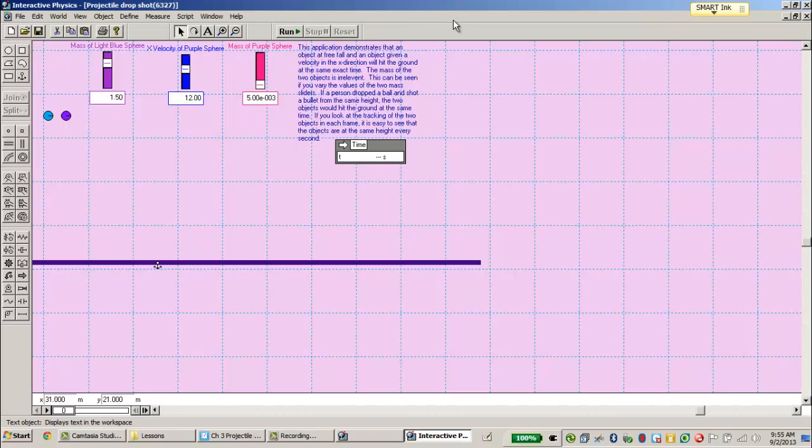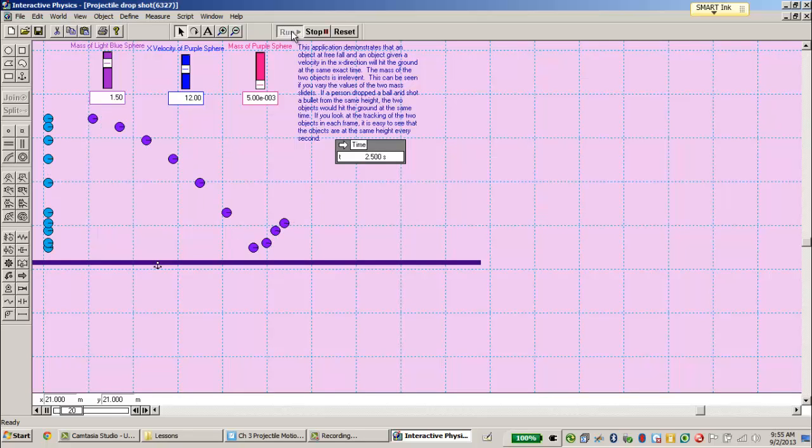It's a program I'm not sure if you used last year. We may use it a little bit this year. It runs simulations, real-time simulations, to show, at least theoretically, what will happen. Here we have a blue sphere and a purple sphere. The blue sphere is going to be dropped vertically. The purple sphere is going to be shot horizontally with some x velocity component. Here I've set it arbitrarily to 12. When I fire this, you'll see they strike the ground at the exact same time.